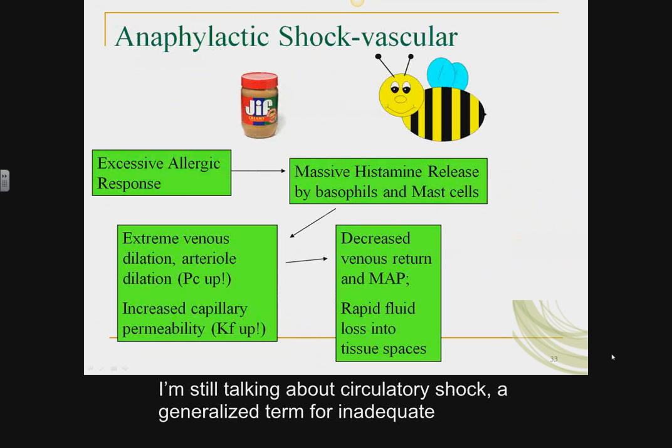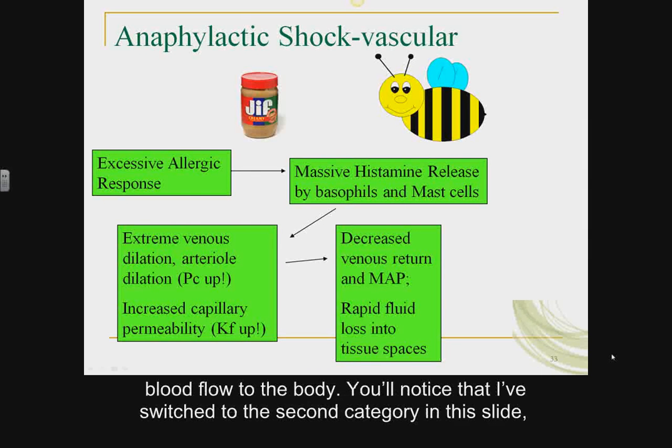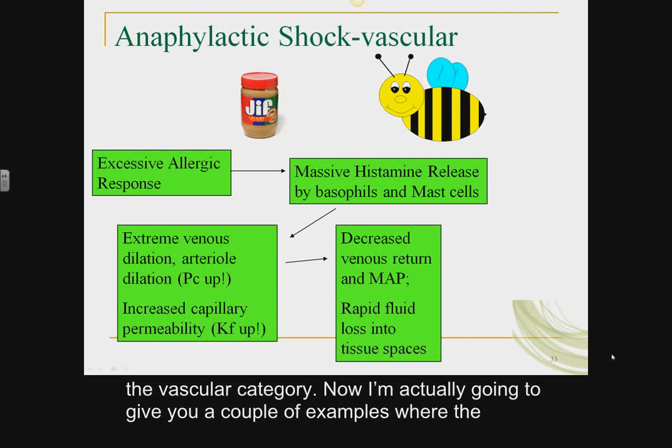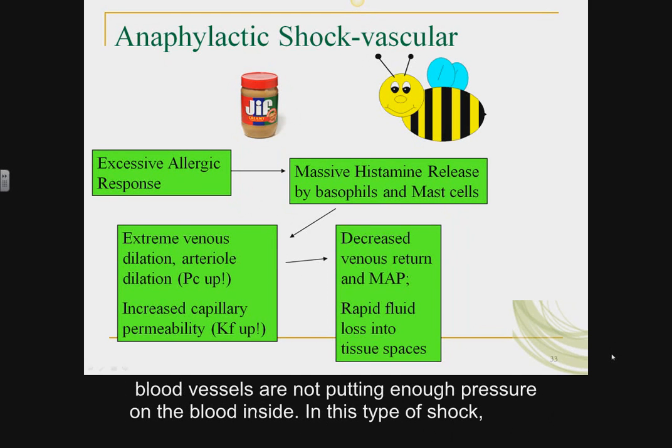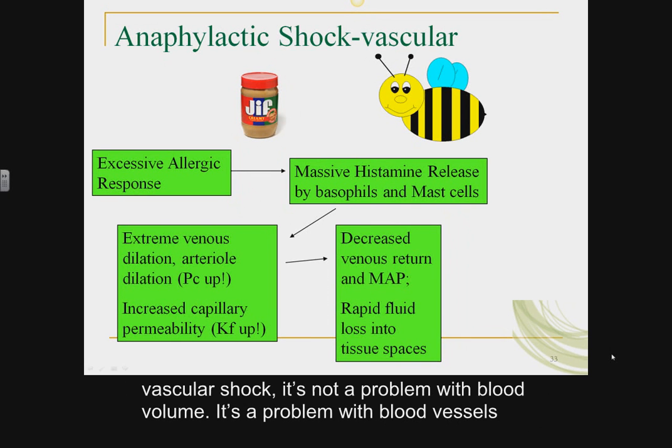I'm still talking about circulatory shock, a generalized term for inadequate blood flow to the body. You'll notice I've switched to the second category in this slide, the vascular category. Now I'm actually going to give you a couple of examples where the blood vessels are not putting enough pressure on the blood inside. In this type of shock, vascular shock, it's not a problem with blood volume. It's a problem with blood vessels not squeezing on the blood adequately.